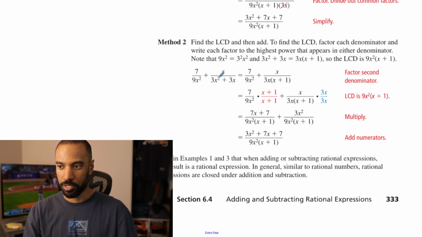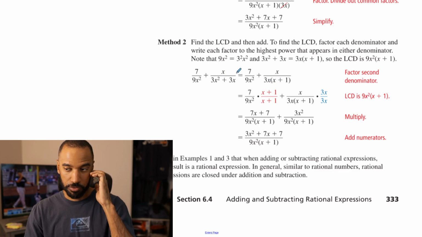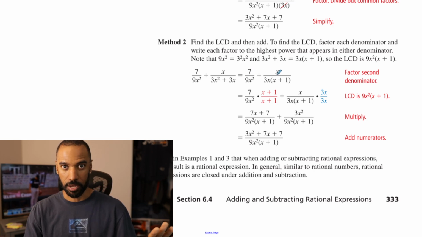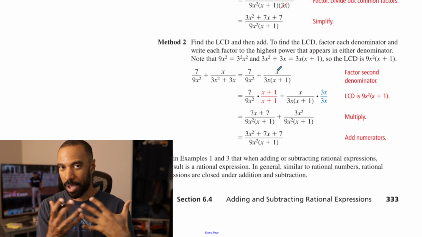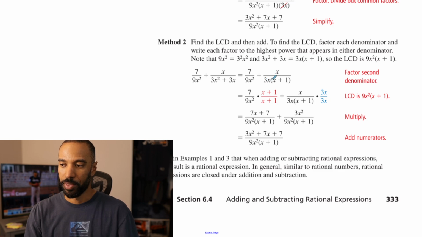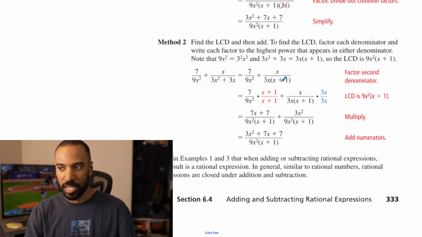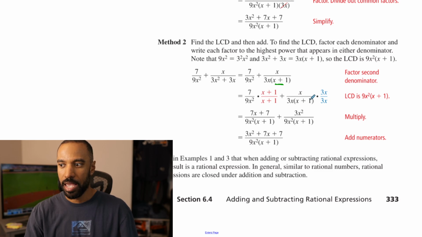So when you factor a 3x out of here, I'm dealing with denominators first. You actually don't want to factor anything up top right now, because we're going to want to combine like terms wherever we can. But factor the bottom, 3x times x plus 1. Notice that this 9x squared is totally missing an x plus 1 factor. So if I multiply this by x plus 1 on top and bottom, and this one is missing a whole other 3x factor. You see 3x times 3x is 9x squared.